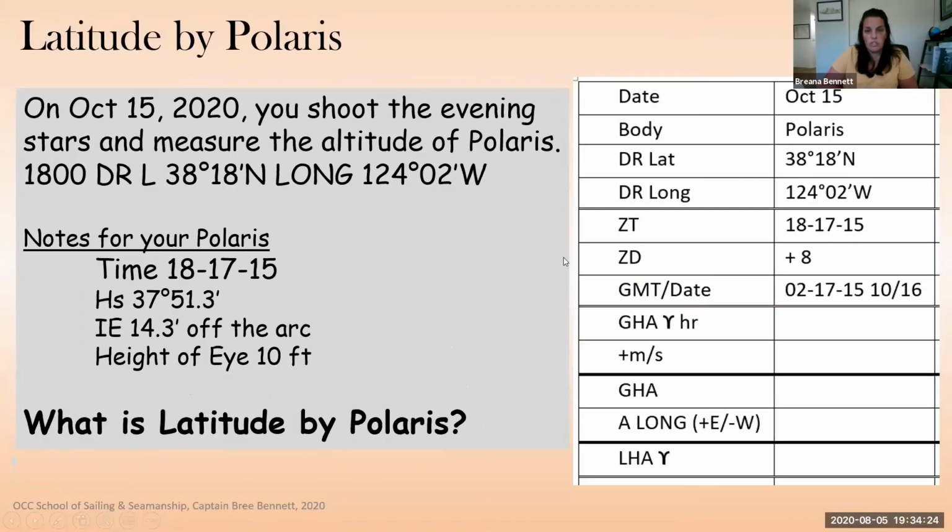First I plug in the information that I know. This all just came from the problem, the navigator's information, if you will. I did have to calculate my GMT. So I had zone time, zone description, GMT.